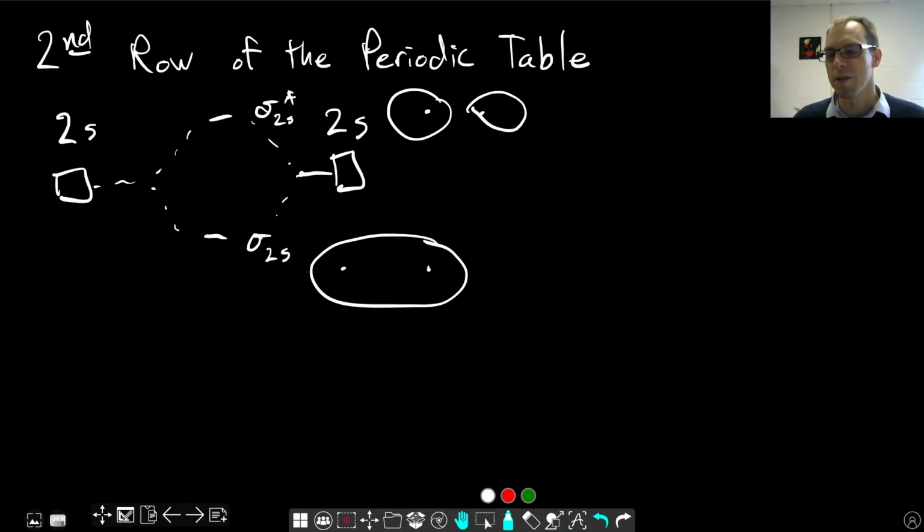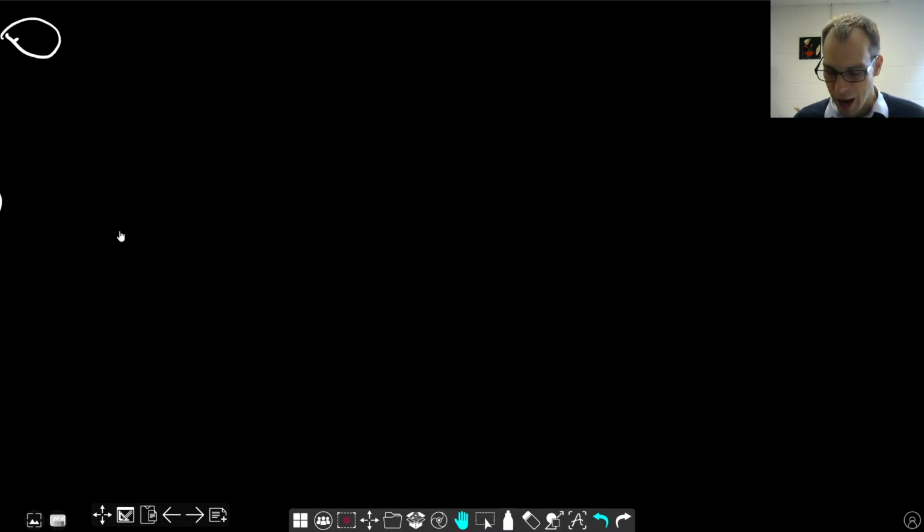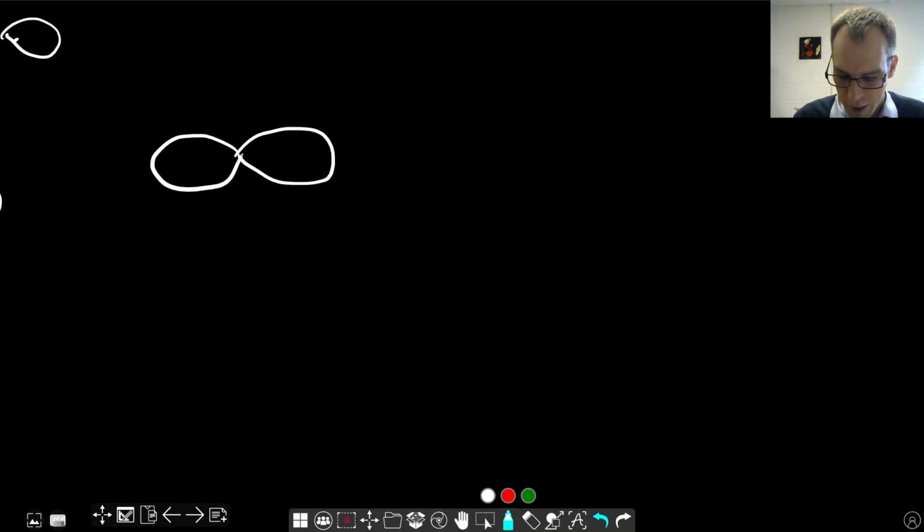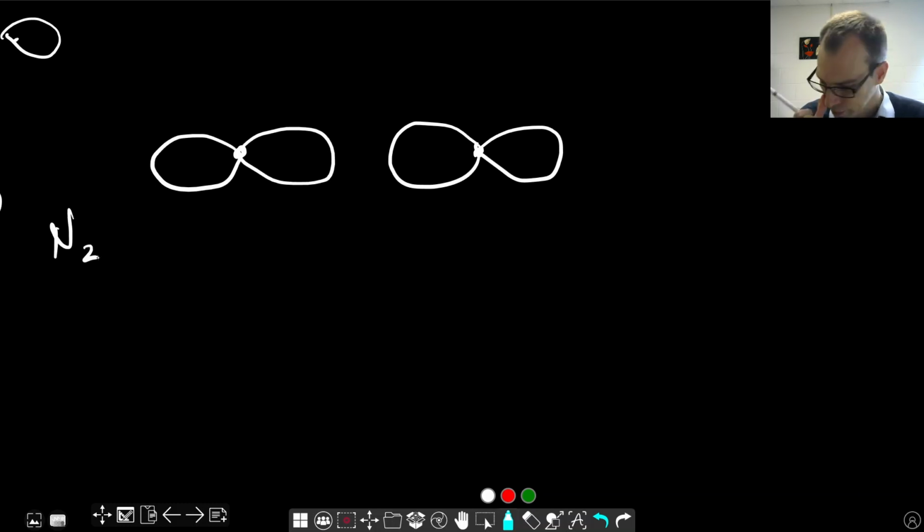Let's think about the p orbitals, though. One thing with molecular orbital theory is we have to think about how these p orbitals combine, and do they all combine the same way? The answer is, some of them combine in different ways than others. Let's consider this: there's our nucleus in the middle, here are our two atoms. Let's pick nitrogen. Maybe this is our N2 molecule.